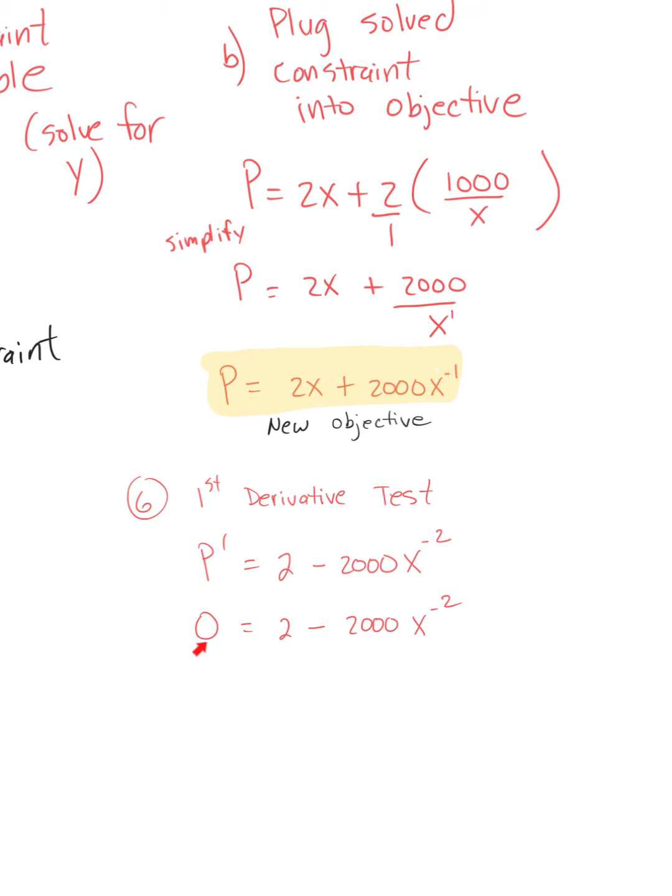We have to set this equal to 0 and solve for x. But I cannot solve for x with a negative exponent. So I need to rewrite this, because we need positive exponents. All right? So here we go. 0 is equal to 2 minus 2,000 over x to the positive 2.